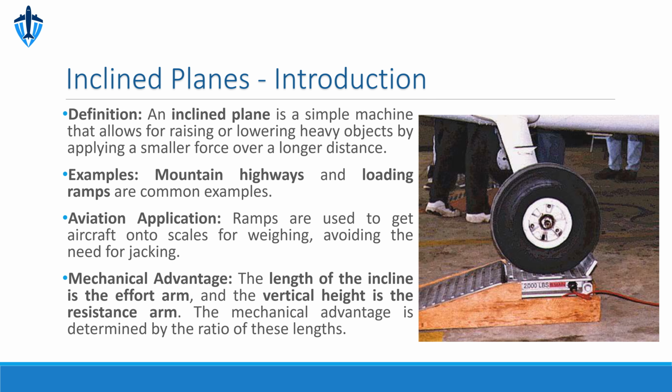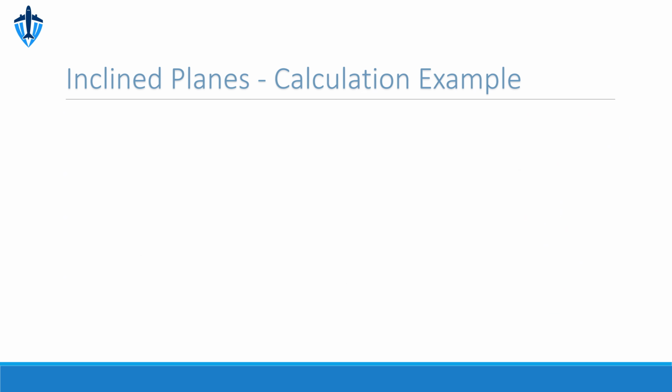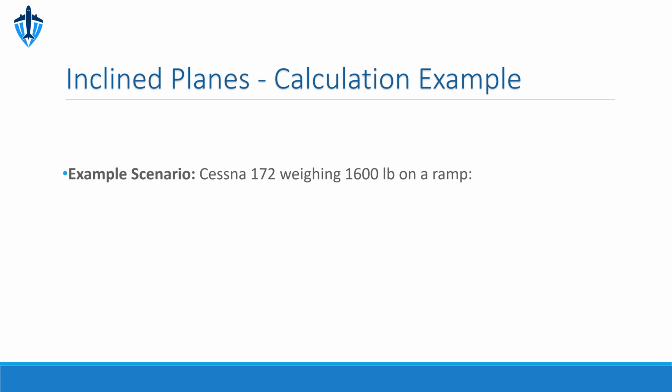The mechanical advantage of an inclined plane is derived from the ratio of its length, the effort arm, to its height, the resistance arm. Now, let's work through an example of how an inclined plane acts as a simple machine to make moving a heavy object much easier. We'll use the scenario of moving a Cessna 172 airplane, which weighs 1,600 pounds, up a maintenance ramp.